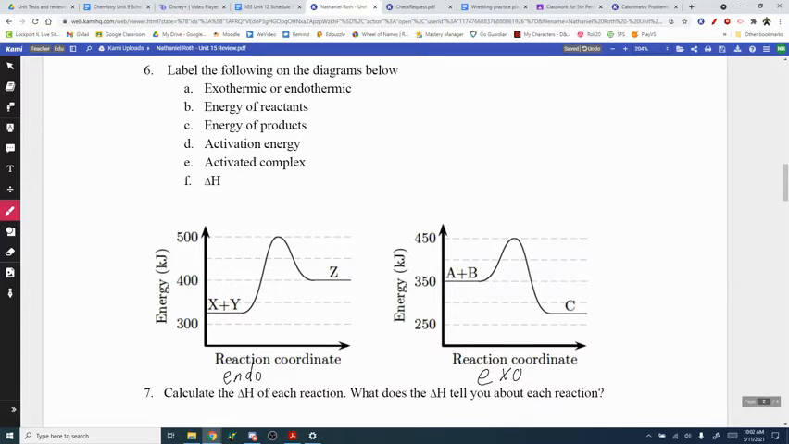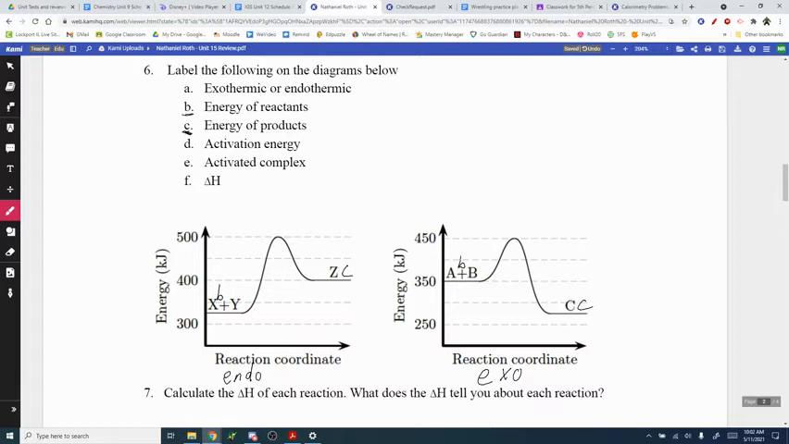Okay, next, energy of the reactants. So that's going to be at the very beginning. So that's this right here. Wherever it starts, that's the energy of the reactants. Energy of the products, that is this right here. Sorry, that's why I wrote a C there. That's energy of the products, wherever it ends.